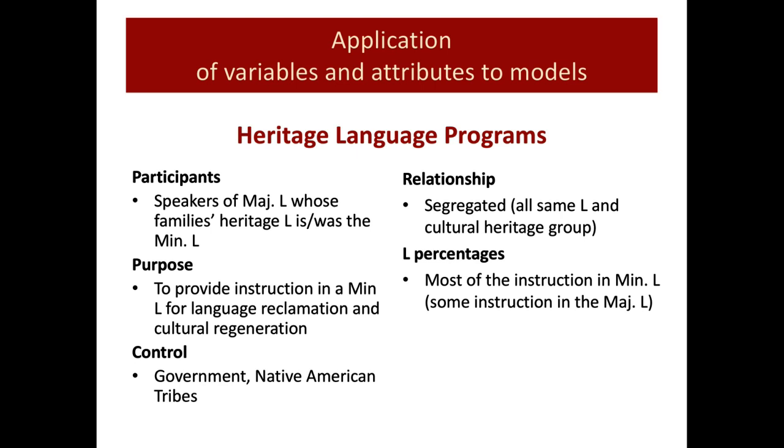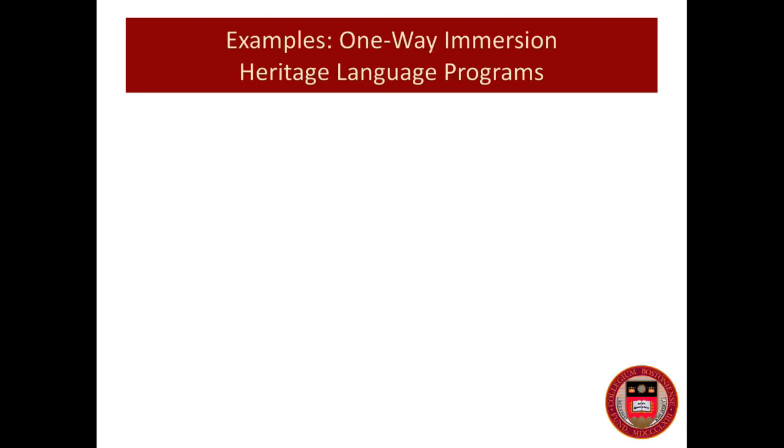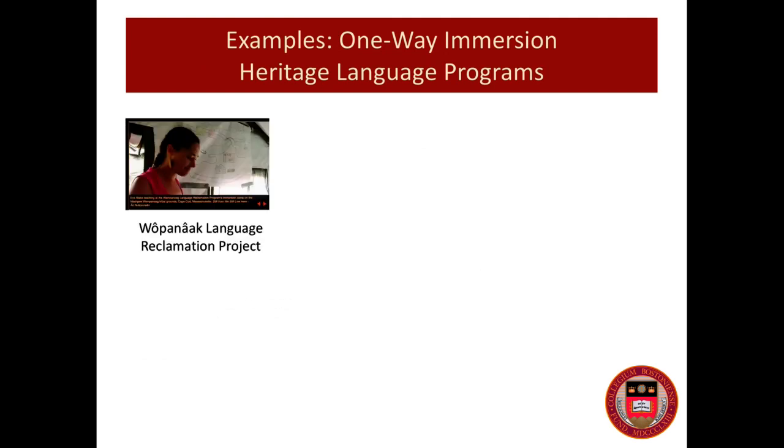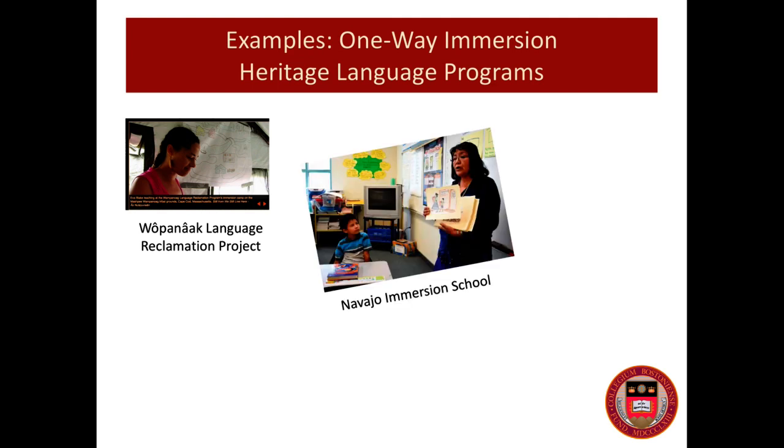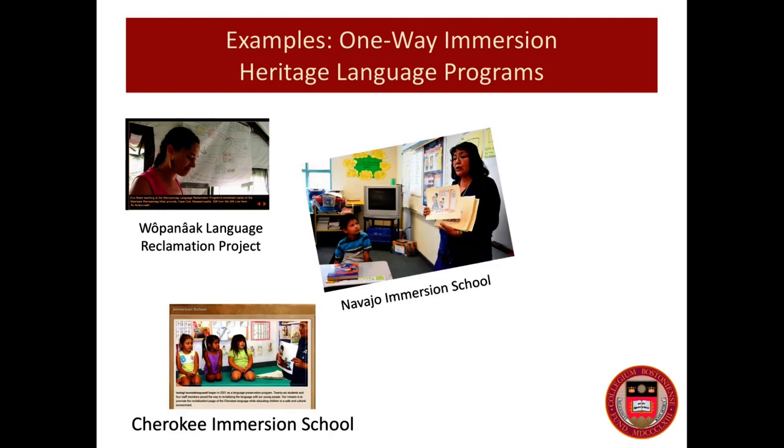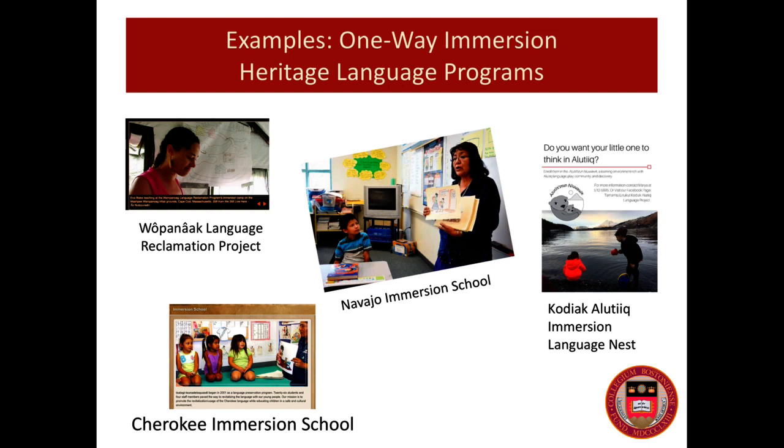In terms of language percentage, most of the instruction occurs in the minoritized language, with some instruction in the majoritized language. Again, that's going to vary program by program. And these programs are additive in that the majority language is not at risk. Pupils develop both languages. And teachers in these programs are bilingual and biliterate, where the heritage language is a language that's written down. So some examples of these one-way heritage language programs would include the Wampanoag Language Reclamation Project, Navajo Immersion School, Cherokee Immersion School, and the Kodiak Alutiiq Immersion Language Nest.